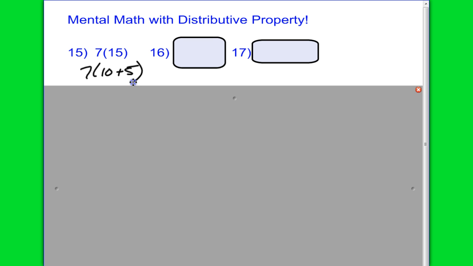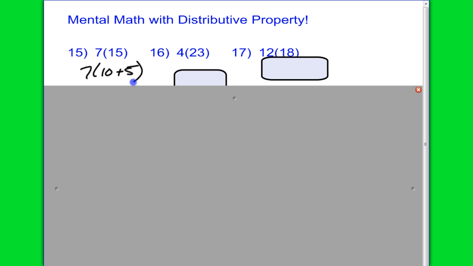Okay, so let's see how fast we can do it. Use our mental math. Everybody fold your hands. No pencils. So 4 times 23 is 4 times 20 is? 80. And 4 times 3 is? 12. 80 plus 12 is? 92. There you go.